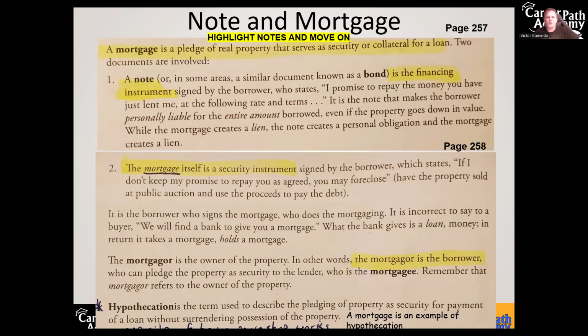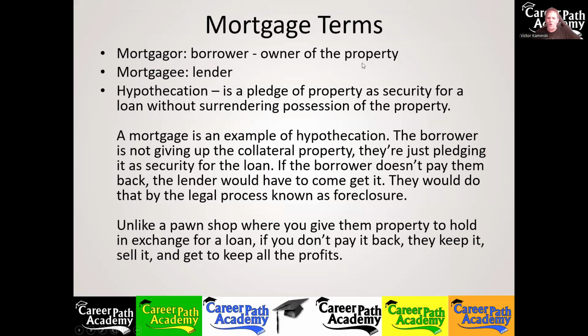So the mortgagor is the borrower. They're the owner of the property that took out the loan, that pledged the property as collateral for the loan. The mortgagee is the lender. They're the one that's taking your promise.